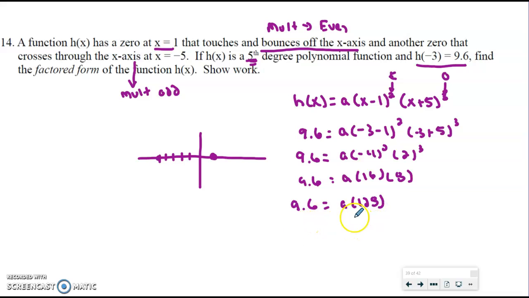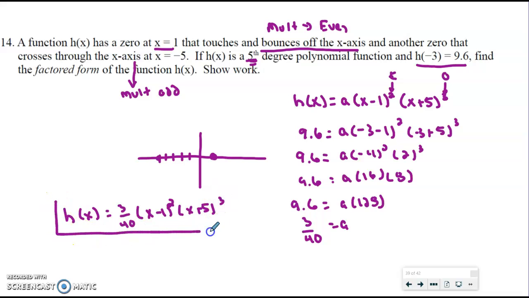Okay, I'm going to solve for a. So I got 9.6 divided by 128, which is going to get me 0.075, or 3 over 40 is what a is going to be. So in this situation, my final factored form would be h of x equals 3 over 40, and then it's going to be x minus 1 to the second, x plus 5 to the third power. And that's going to be your factored form.